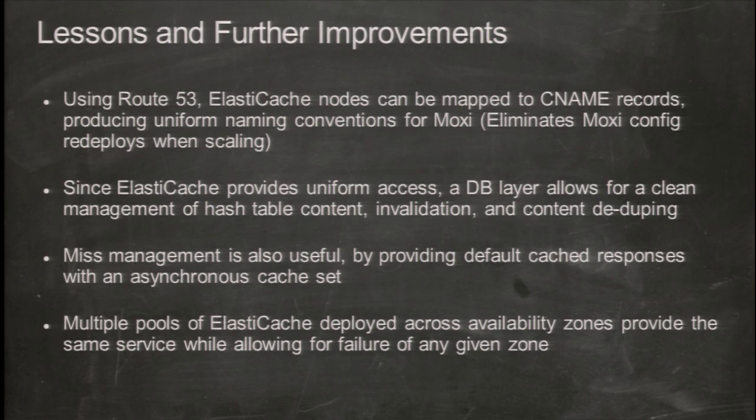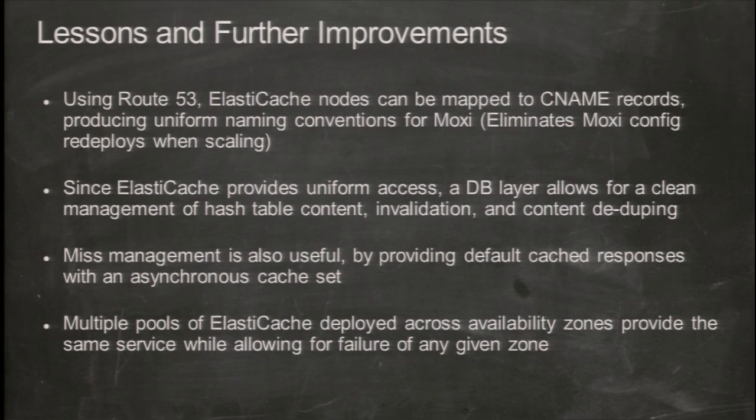And also, it allowed us to produce uniform naming conventions for our ElastiCache nodes. So one of the things we did was build a small script that just iterated the number at the end of the ElastiCache node name, and when we needed to scale, we still had to redeploy Moxie, but it was all automated through scripting.